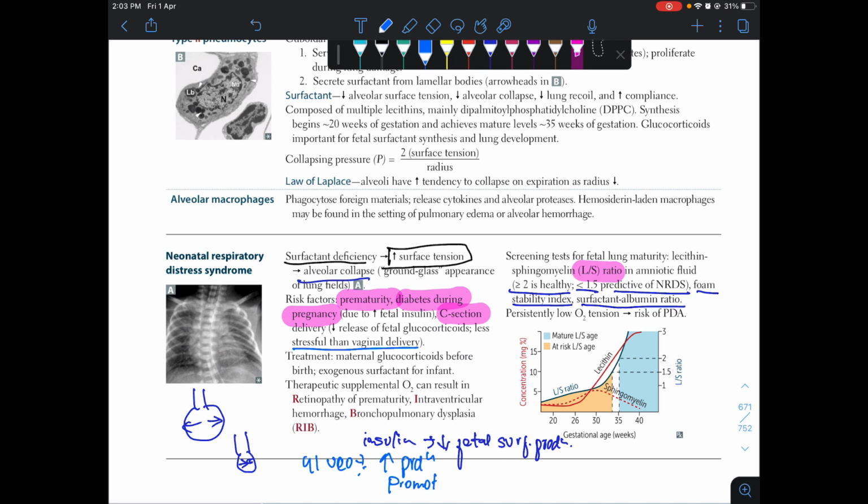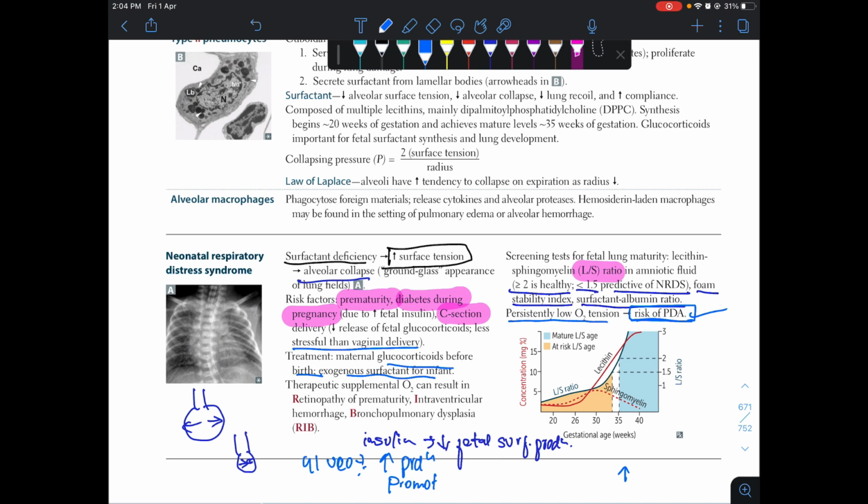And in premature lung, there will be low oxygen tension, so there will be increased risk for patent ductus arteriosus. Normally after birth there will be an increase in the oxygen tension, but in these premature babies there will be low oxygen tension that leads to no closing of the ductus arteriosus, so that leads to patent ductus arteriosus. And the treatment includes maternal glucocorticoids before the birth and exogenous surfactant for the baby.